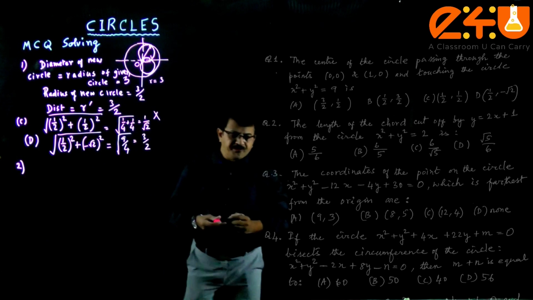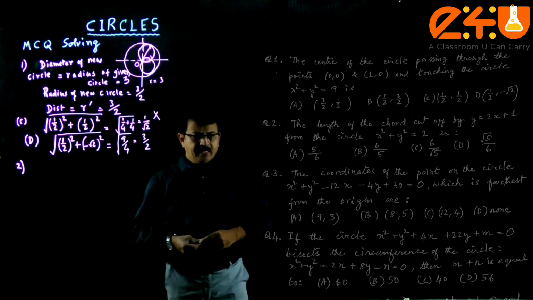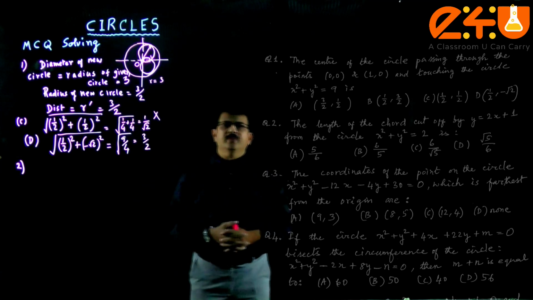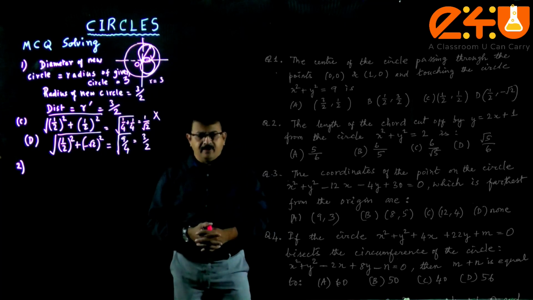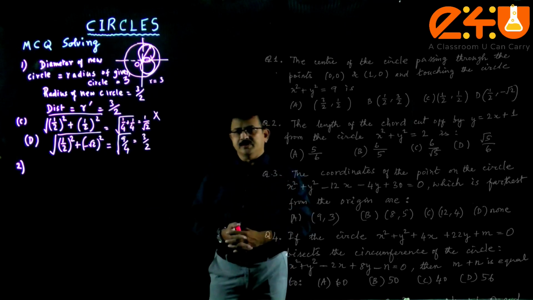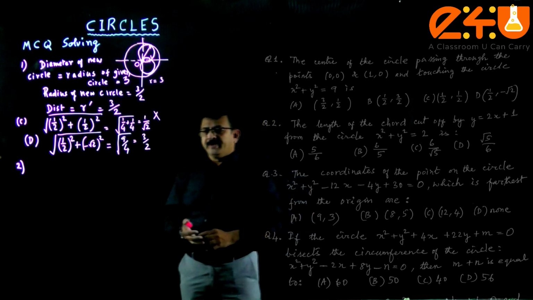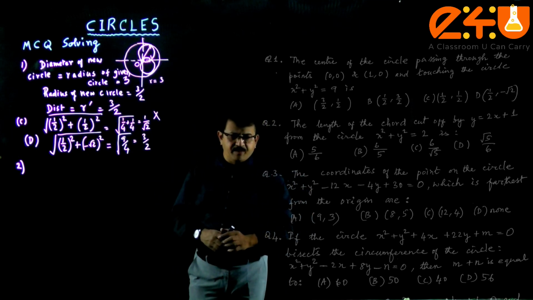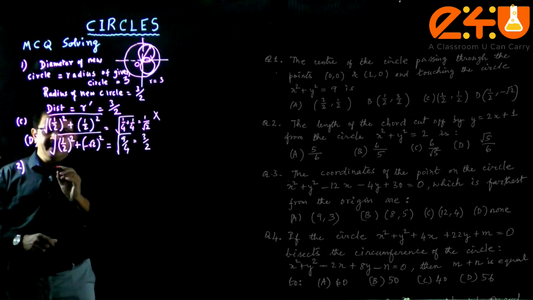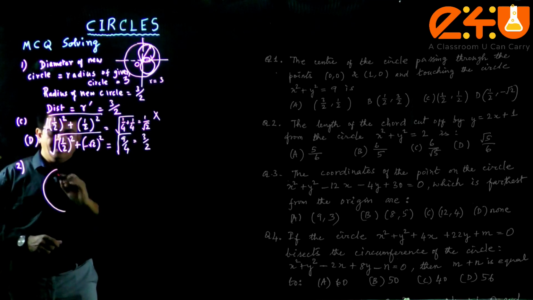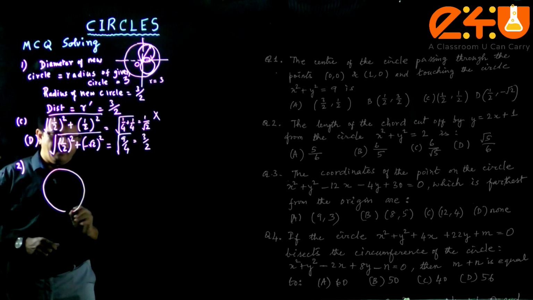Here, the length of the chord cut off by a straight line given to you, y equal to 2x plus 1, from the circle x squared plus y squared equal to 2. Once again, the circle x squared plus y squared equal to 2 is a basic circle with a center at origin.